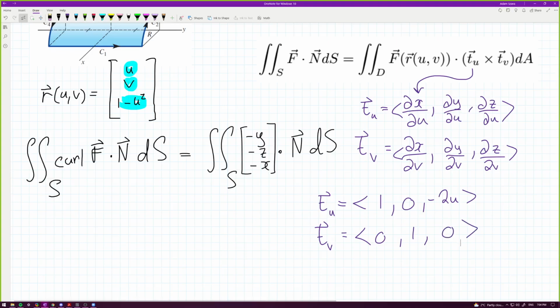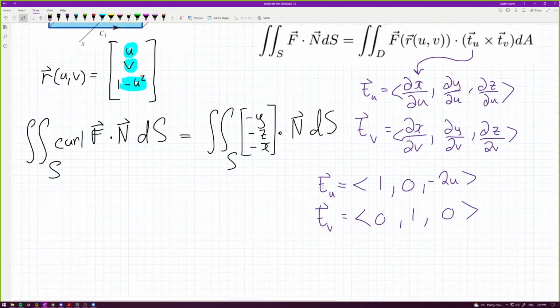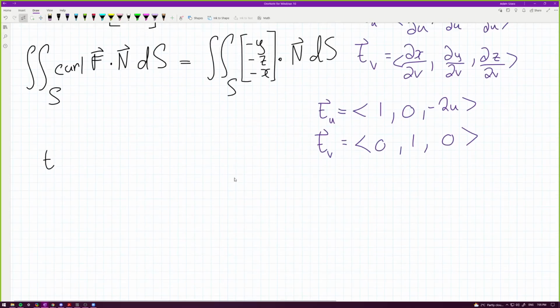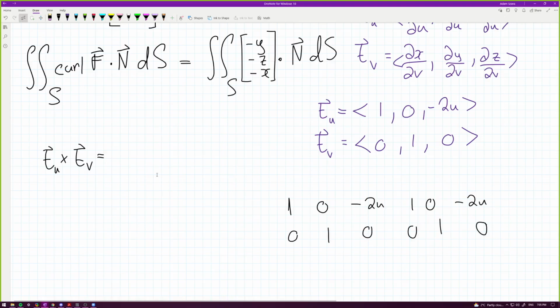I'm just going to confirm that this is exactly what I got before. Yes, this is what I got before. Okay, good. We're going to take the cross product of this. So Tu cross Tv is, well, this is how I like to do it: 1, 0, negative 2u, and 0, 1, 0.